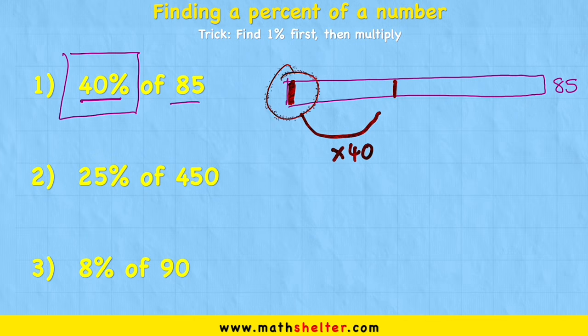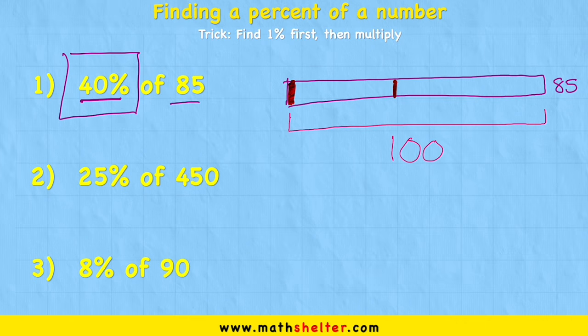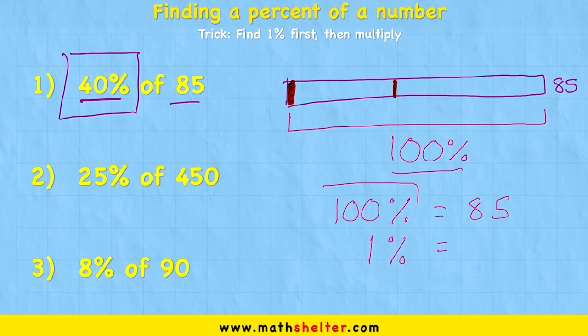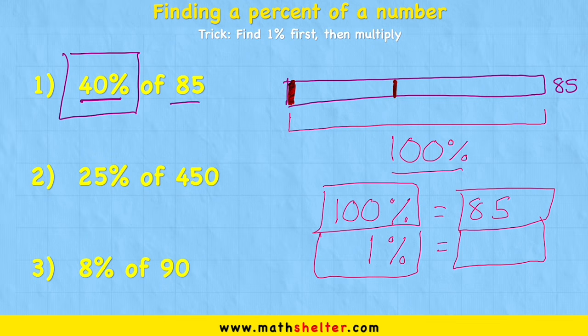So how are we going to find this 1%? Well, we need to understand that this entire bar represents 100%. So 100% equals 85. So if we're looking for 1%, what we've basically done is we've divided this 100 by 100 to get to 1%. So now what we need to do is get our 85 and also divide it by 100 to get to our 1%. And the beauty of using percentages is we can just use our place value chart to help us.